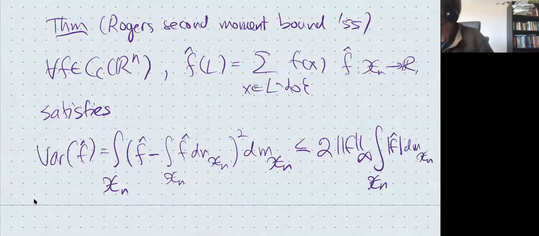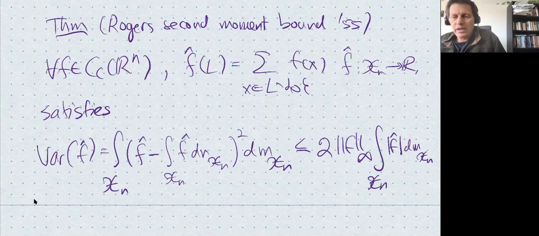The L1 norm of f hat is the same as the L1 norm of f by the standard Siegel summation formula. Okay, so what are we doing? We're getting a bound for the variance, which is the second moment, in terms of a constant times the sup norm of f times the first moment.